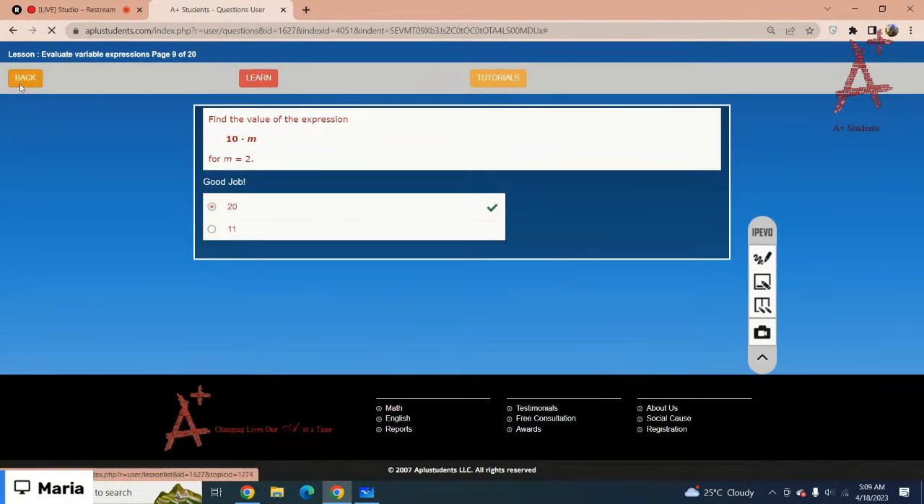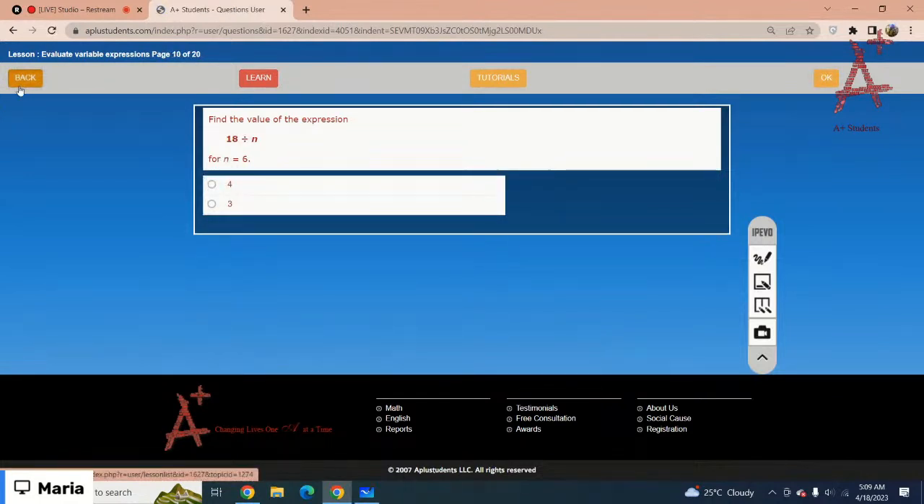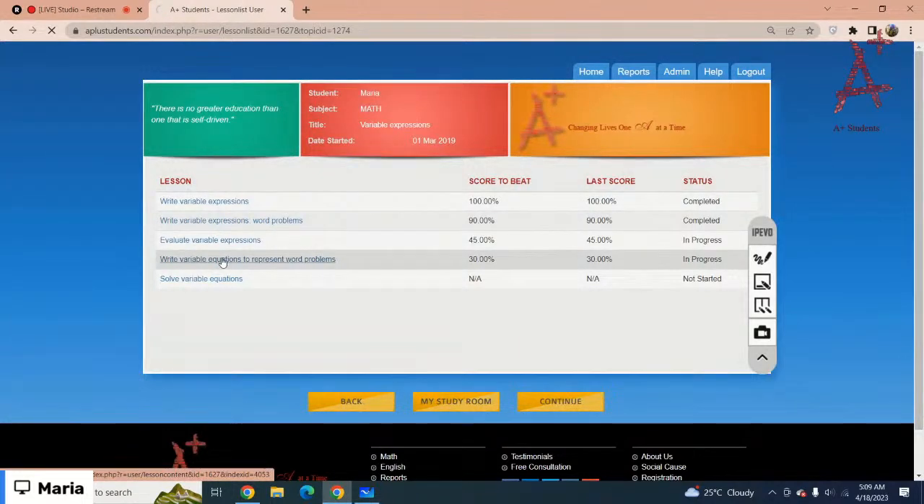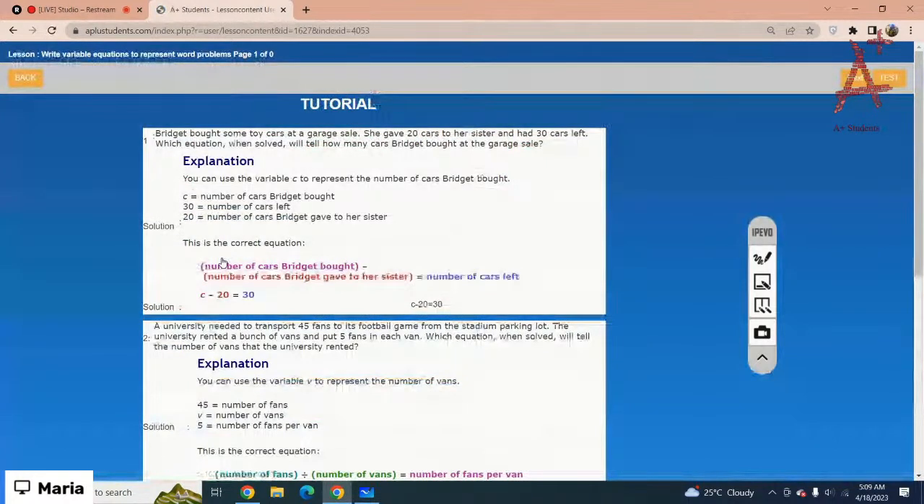Okay, let's just move on to the next lesson. The next one is write variable equations to represent word problems. Okay, you are given word problems. You have to write down the numerical expressions. Got it? Let's just start with the first example.